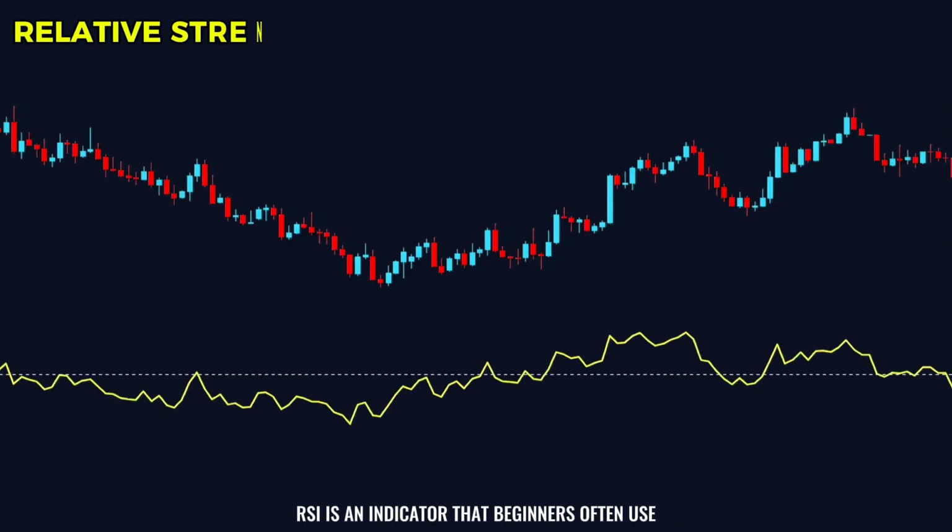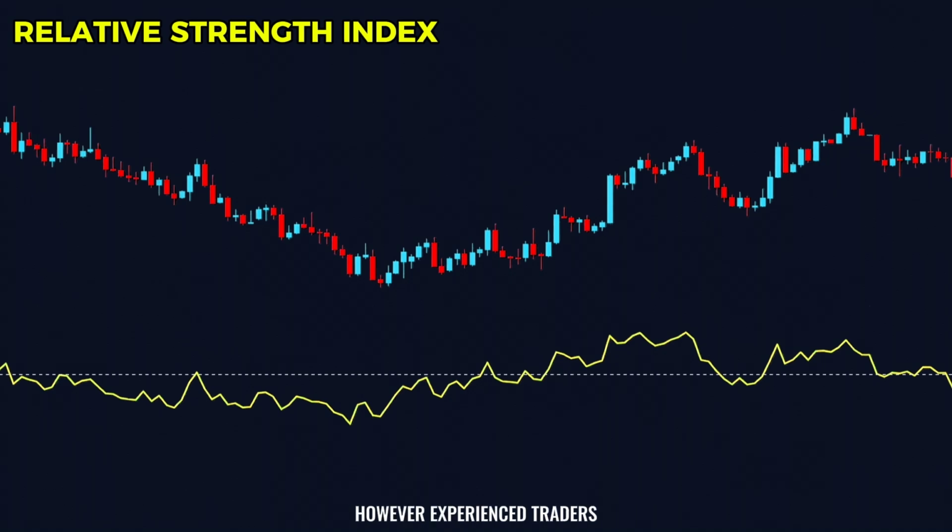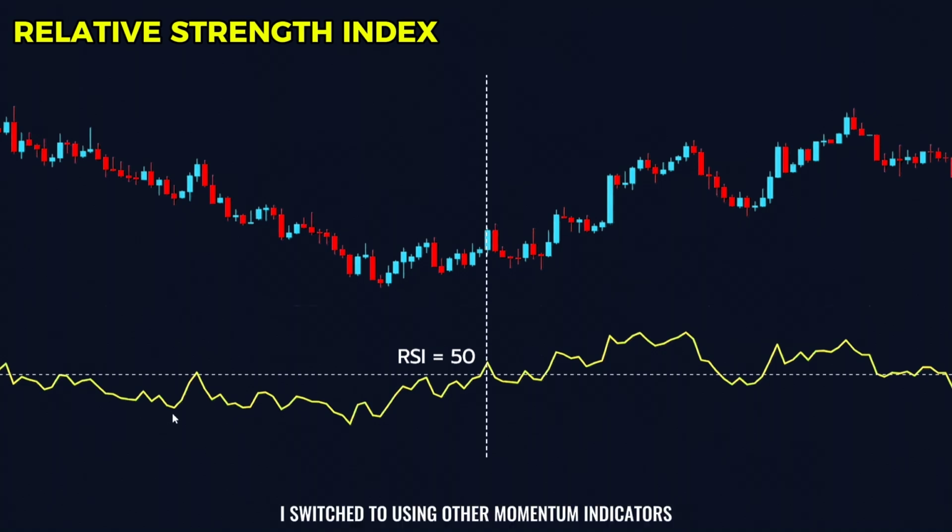RSI is an indicator that beginners often use. However, experienced traders or traders who have been in the market for a while often overlook it because they believe it generates too many false signals. I used to be one of those traders. I switched to using other momentum indicators, such as stochastic or MACD.